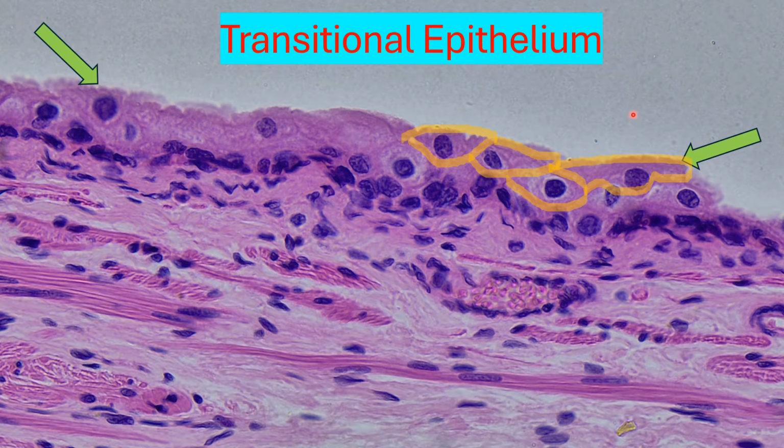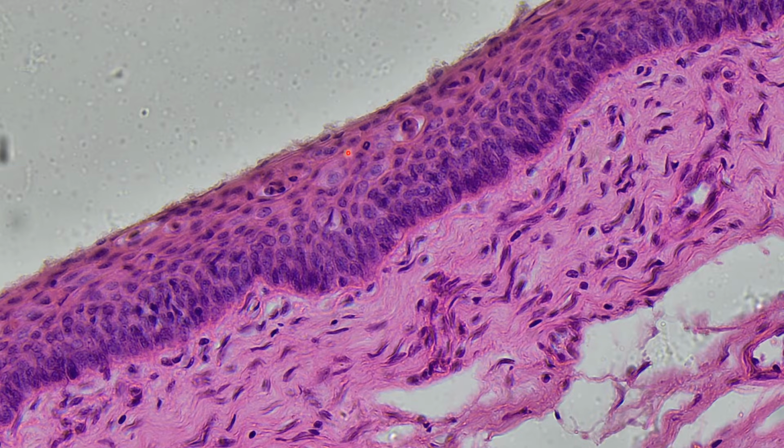So if we have urine on this side and it causes that bladder or urinary bladder to expand, these cells have to be able to adjust and change shape in order to account for that expansion of fluid. Name the tissue from here to here.